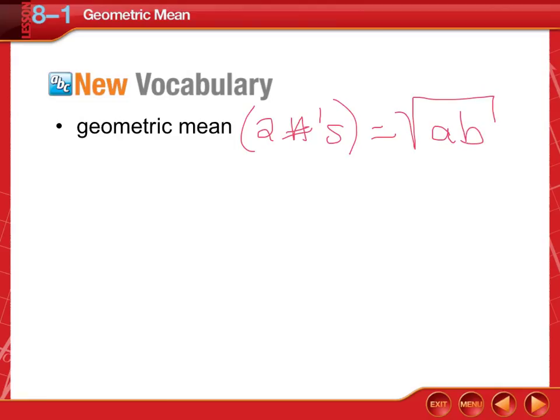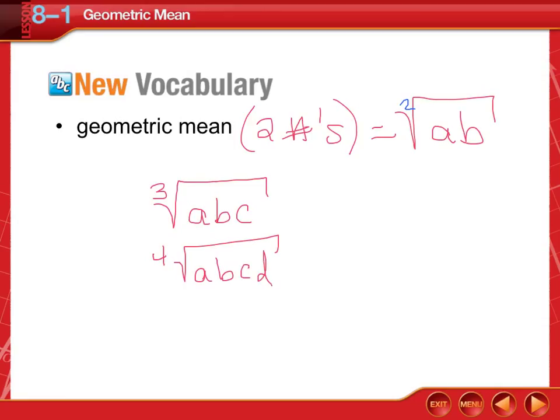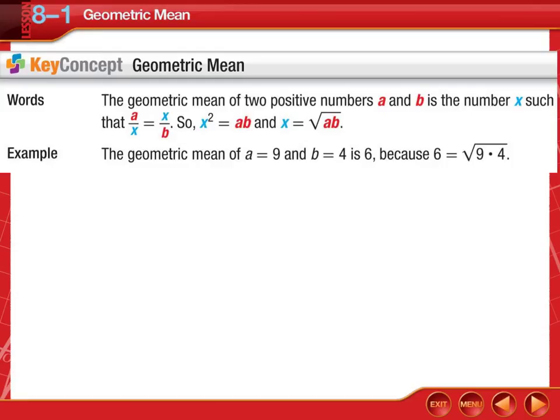But you should know that here, of course, we get lazy and we don't put the 2 for the square root. But there is a 2 there. But if we wanted to look at the geometric mean between three numbers, it would be the cube root between those three numbers. Or between four numbers, it would be the fourth root, etc. We're not going to take a look at any of this in this chapter, but you should know that it exists. Everything we look at here is going to be the square root of the product of two numbers. So let's take a look at what I mean by that.